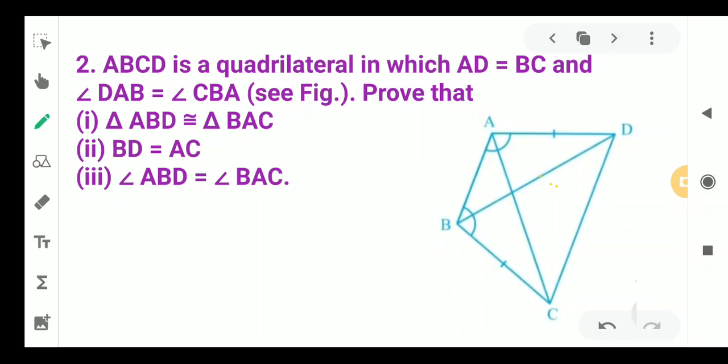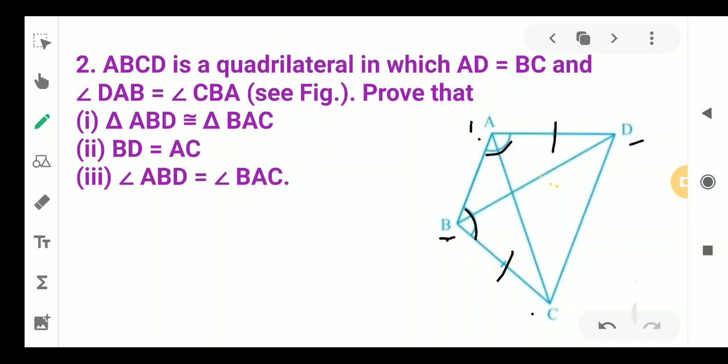Next question, question number 2. ABCD is a quadrilateral in which AD equal to BC. So it is given that AD equal to BC and angle DAB and angle CBA are given equal. We have to prove that triangle ABD and triangle BAC are congruent.